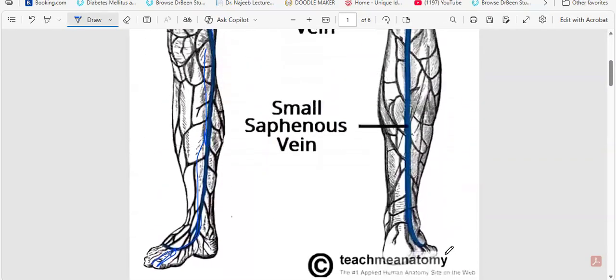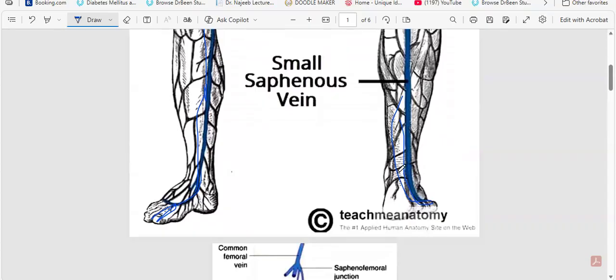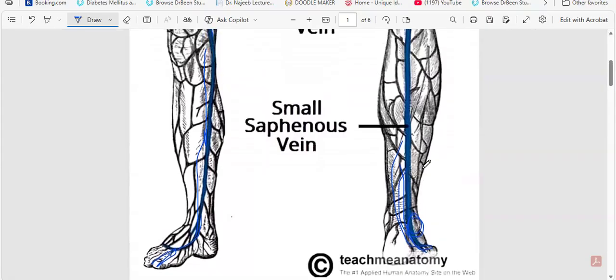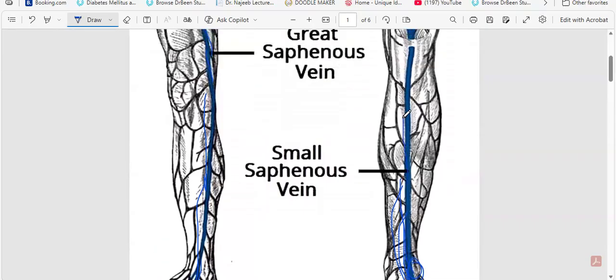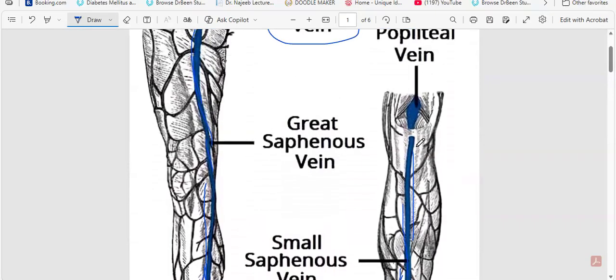And this is the small saphenous vein. You can see this is traveling behind the ankle joint. It is going backward to the calf region, and it is entering into the popliteal region, and entering into the popliteal vein. From that, it goes on to enter the femoral vein. So this is the great and small saphenous vein.